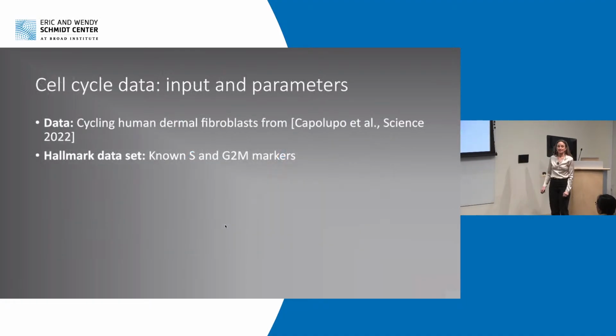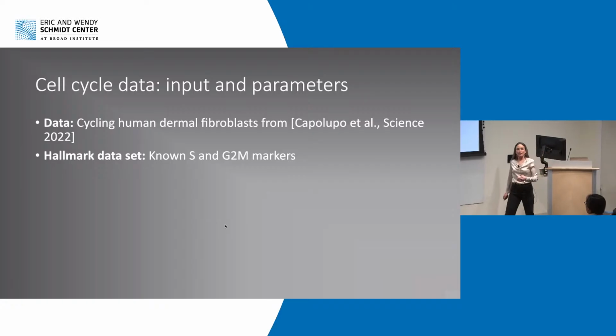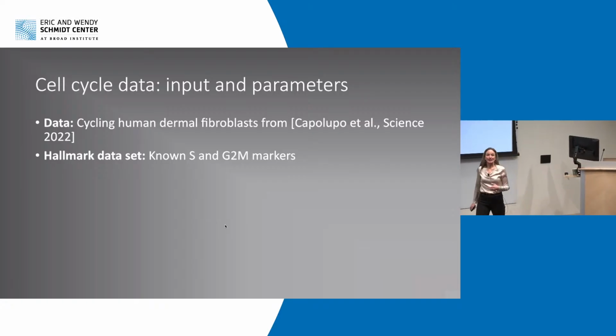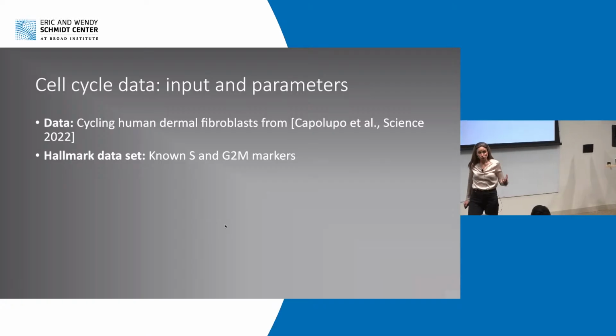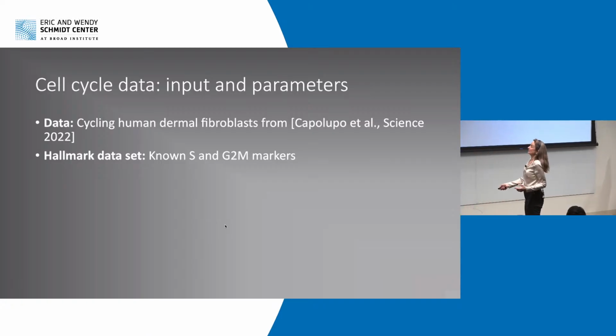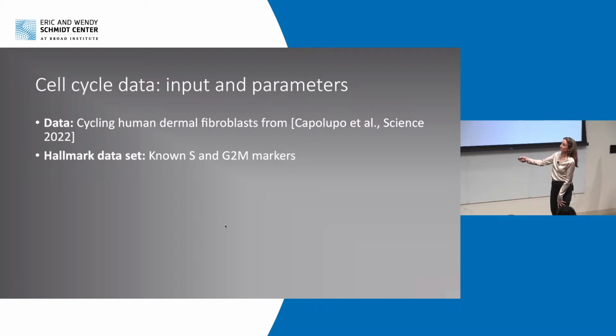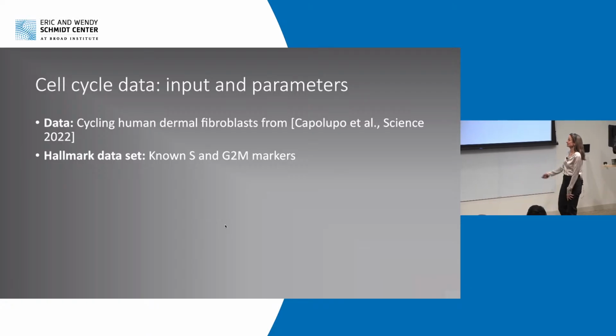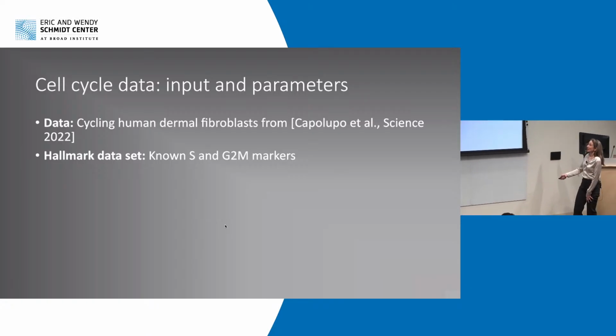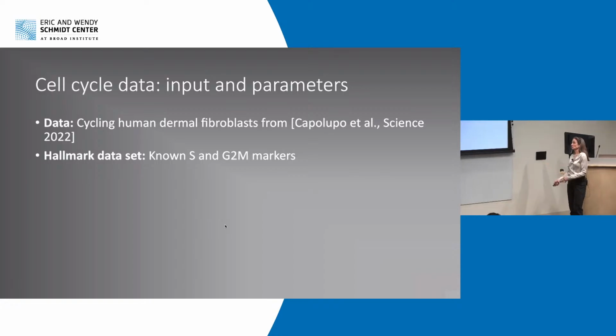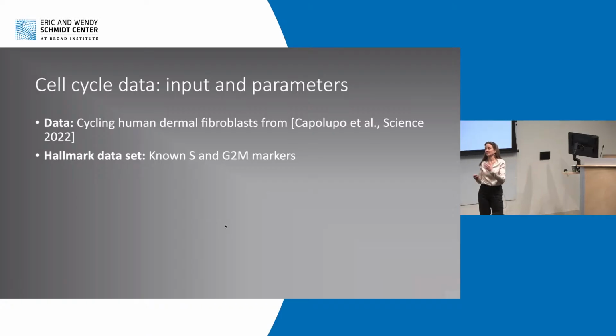Okay, so that was nice validation with synthetic data. The other validation we did was with actual cell cycle data, which is something that's extremely well understood. And so the data that we took was from cycling human dermal fibroblasts from a paper by Capolupo. And the data set that we used was known markers of certain families of genes which are activated in the cell cycle.